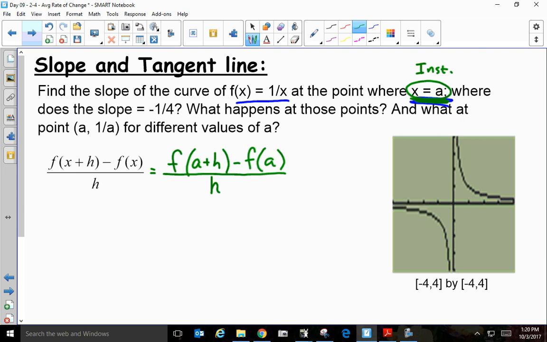Which means, you see this? I'm going to have to put that in for my x here. Well, hold on. If it's instantaneous, I have to find this limit as h approaches 0, don't I? Instantaneous, there is no change for x. It's right at an instant. There's no change. Which means I have to somehow get rid of that h in the bottom.